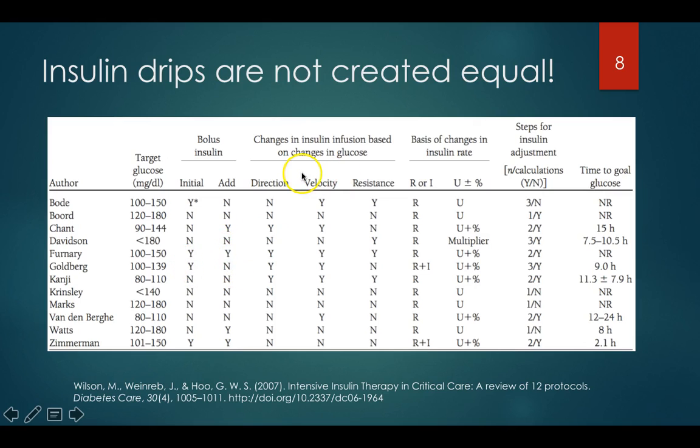And insulin drips sometimes take into account the direction of the change, the velocity. So how fast is the sugar decreasing once you start the insulin drip? And some of them look at insulin resistance, but not all of them. So you can see there's a lot of differences between the different insulin drip protocols that are available.